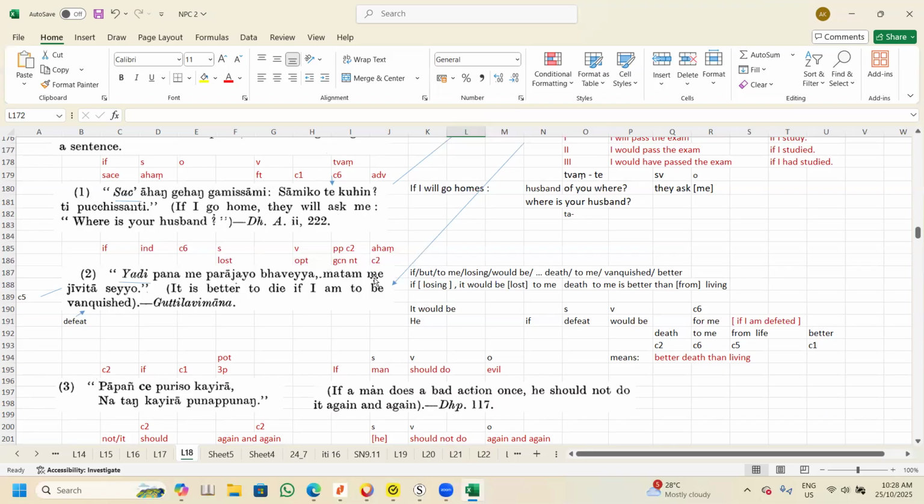Death to me. Can you see? Jivita, this is a long A, which means this is ablative. From life, better. Okay, dead to be from life better. That means it will mean that better die than living.